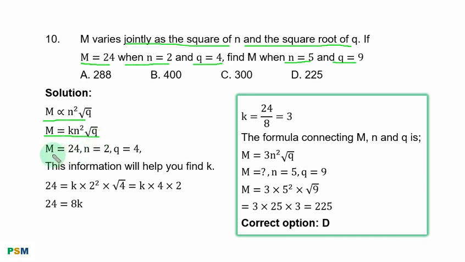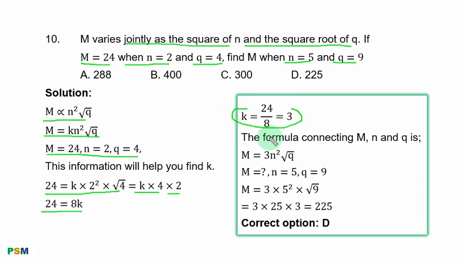The reason why you have all the parameters at this point is to enable you find the value of k. You come here and you replace them, you have this result, and that is equal to k times 4. That is 2 squared times square root of 4. You have 24 equal to 8k. To get k, divide both sides by 8 and you have 3.